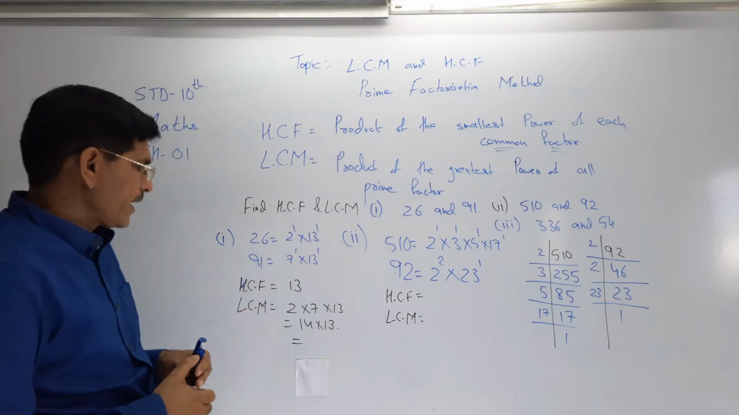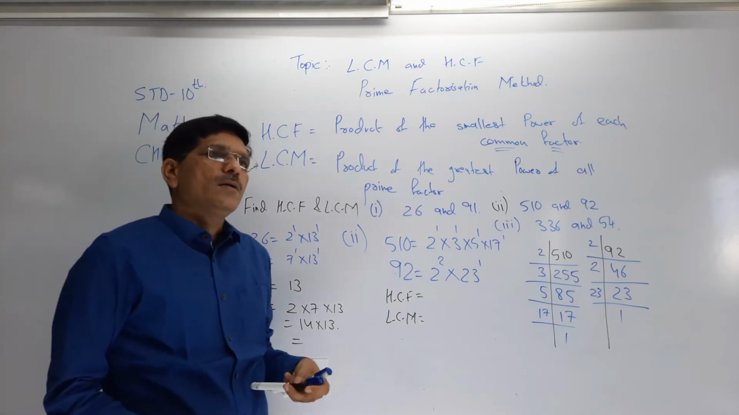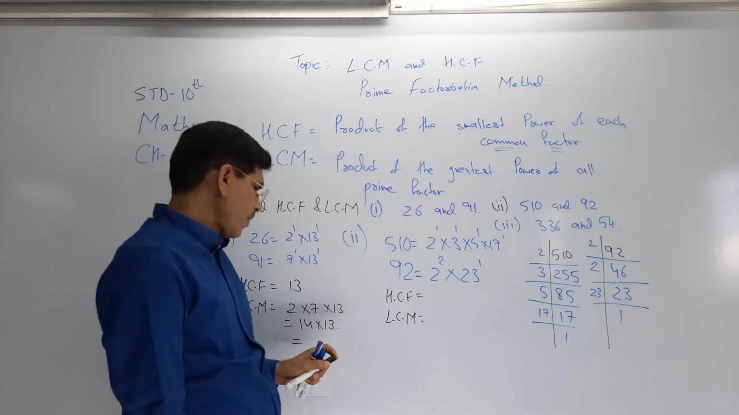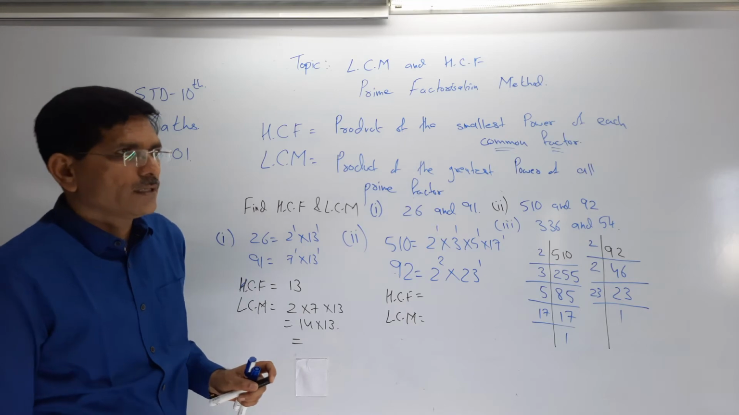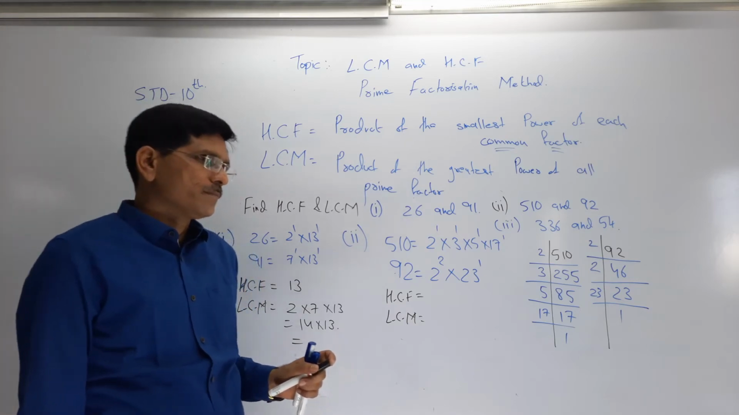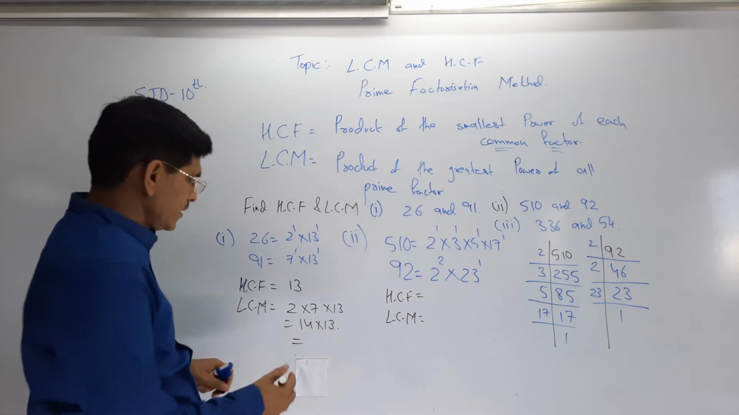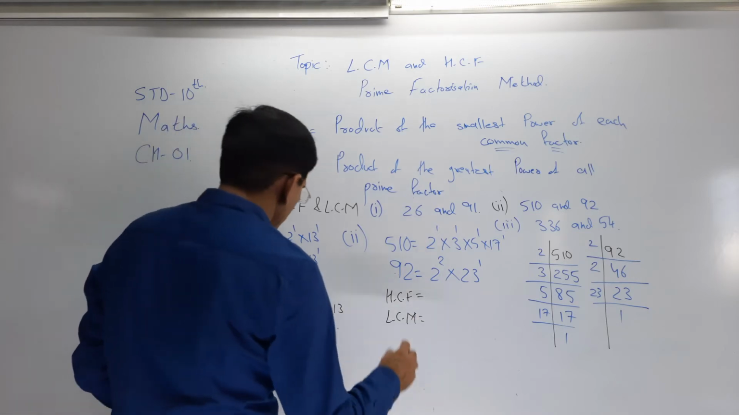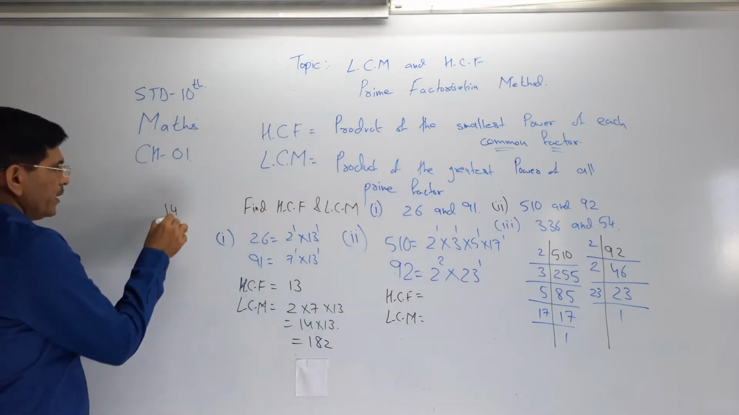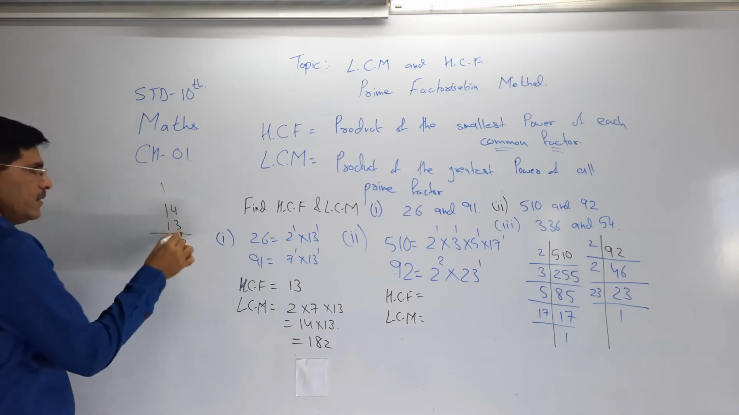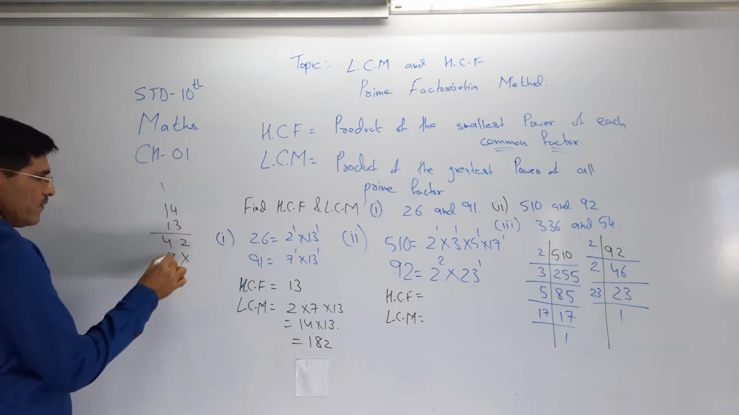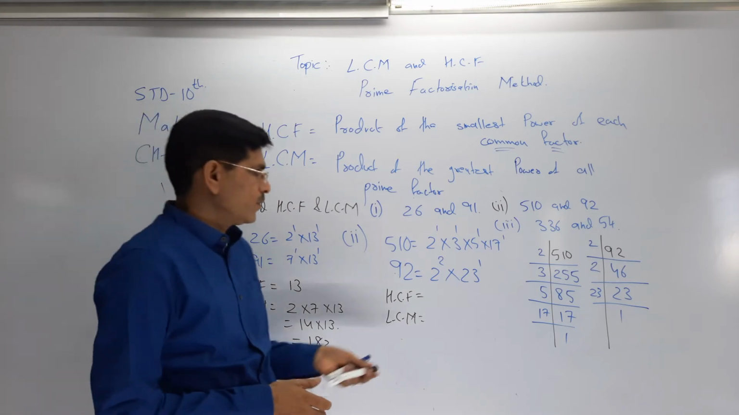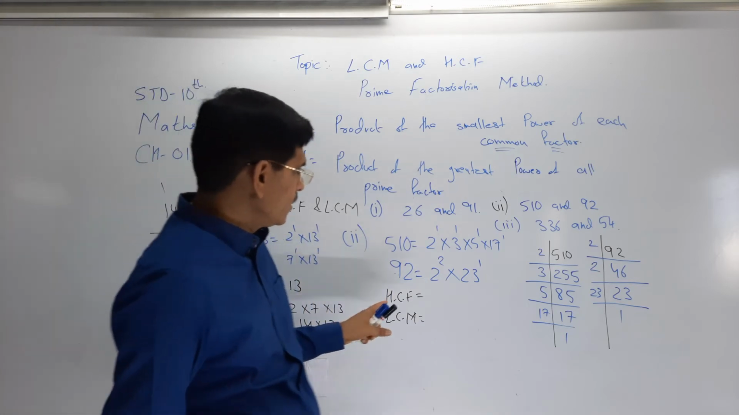So 13 square is 169, plus 13, that is 182. So the answer is 182. Let me check whether it is correct or not. 14 into 13, is 182. So 182. Now here 510 and 92.